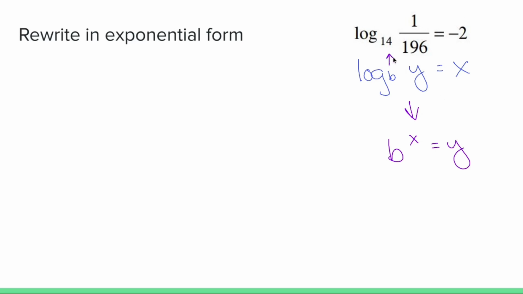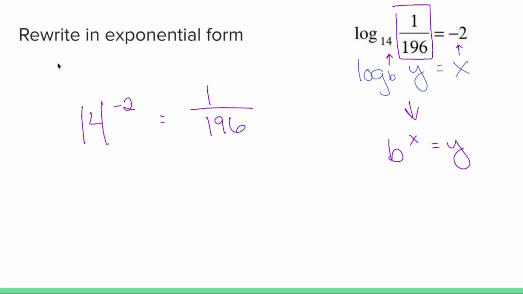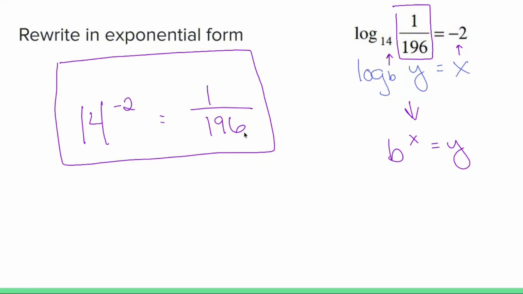So my b is 14, my y is this huge fraction, and my x is negative 2. So I would rewrite this as 14, because b is 14, to the negative second power is equal to 1 over 196. Which is true because negative exponents move things to the other side of fraction bars, and then 14 squared is 196. So this is a true statement. Well, that's how you do it.